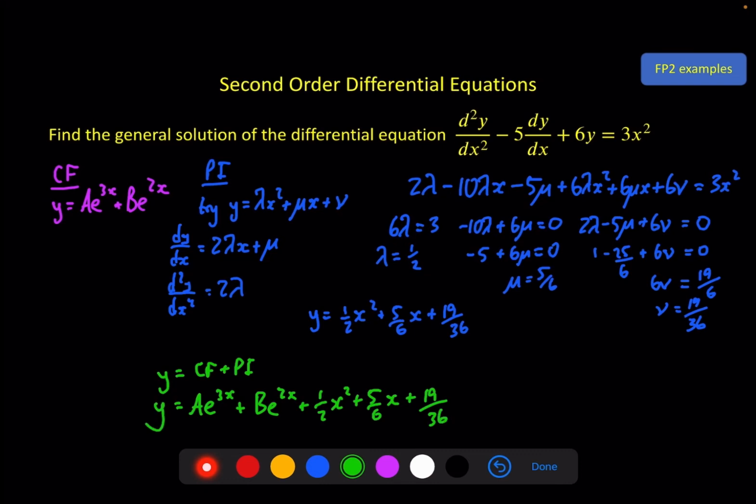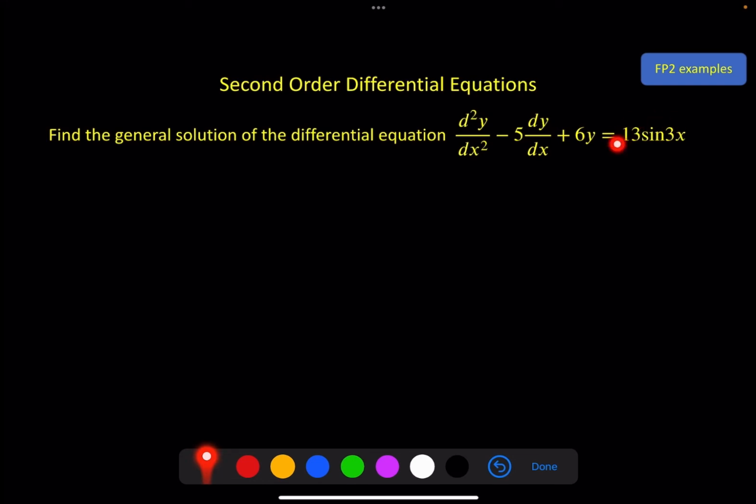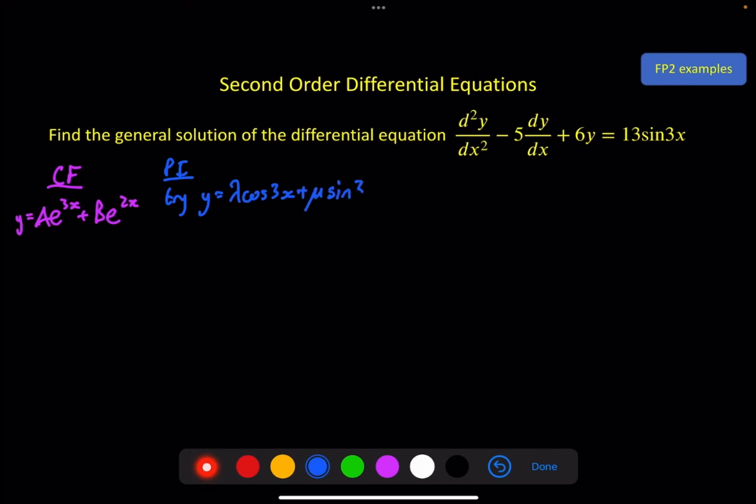Third example, again the same coefficients on the left hand side, different function on the right, so our complementary function for this is still Ae^(3x) + Be^(2x). Our particular integral, I'm going to try y is equal to λ cosine 3x, because that 3x matches this 3x, and a μ sine 3x.